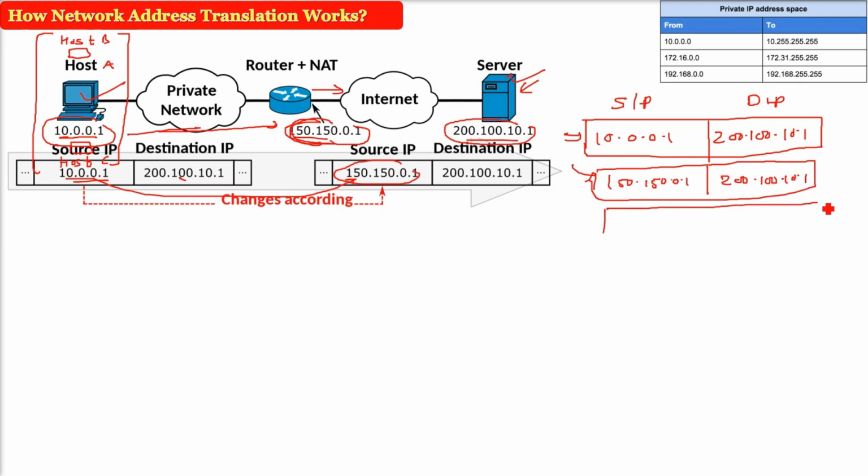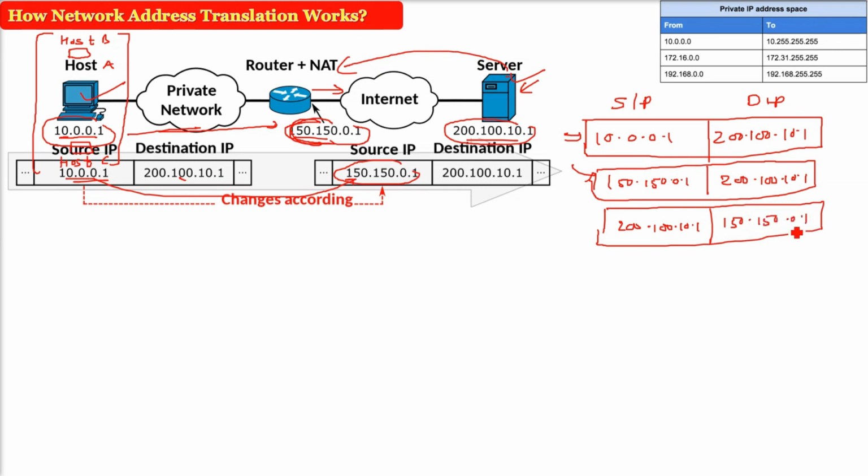Now there will be a response. When the server is going to respond, what will the packet be? The source will be, of course, 200.100.10.1. That is on the internet, some website portal. Now it doesn't know the host, because the router is talking to it. So what is the IP? The router has already changed the IP. So the destination will be 150.150.0.1.